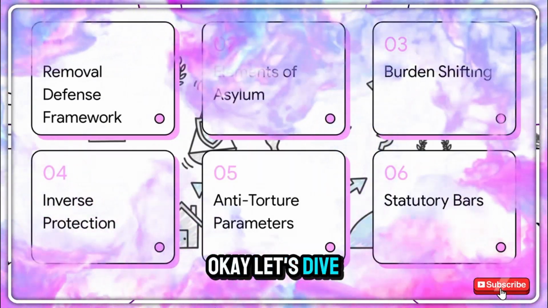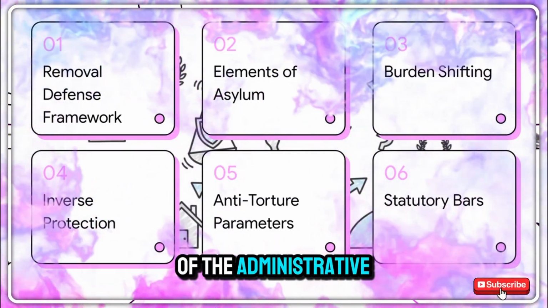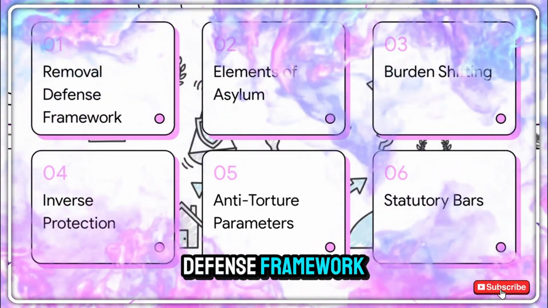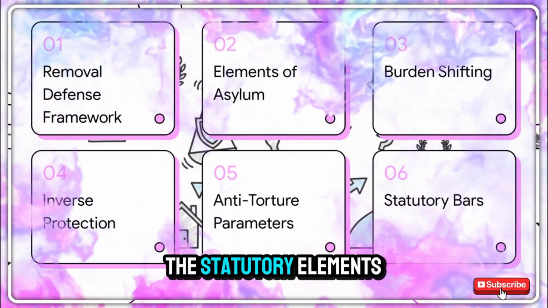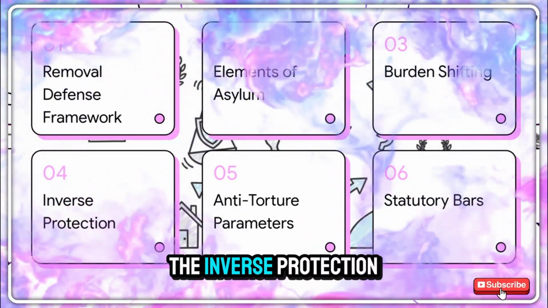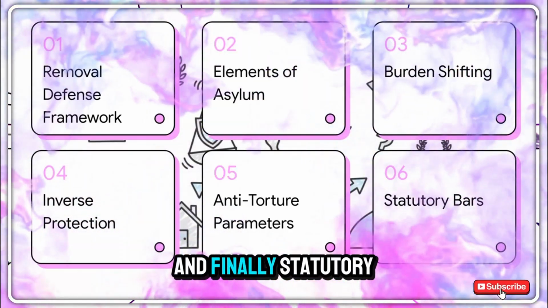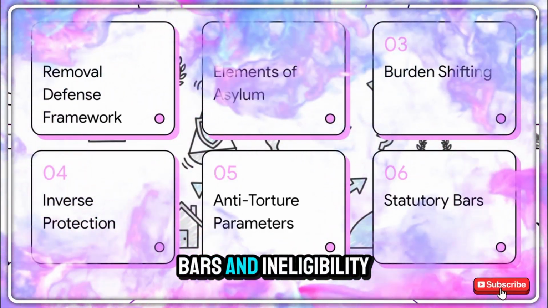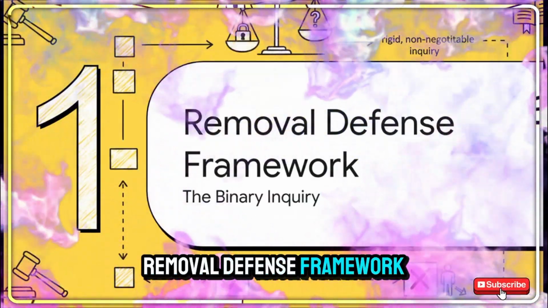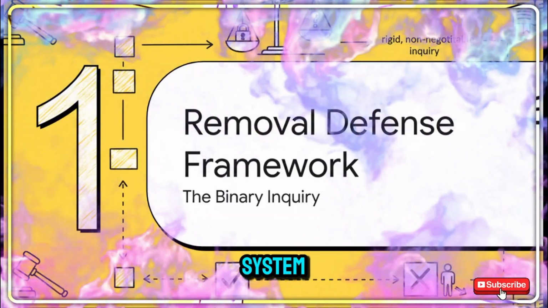Okay, let's dive into this blueprint mapping the categorical structure of the administrative proceedings today. We'll start with the removal defense framework, then move into the statutory elements of asylum, burden shifting and presumptions, the inverse protection paradox, anti-torture protection parameters, and finally, statutory bars and ineligibility. Section 1, the removal defense framework, focusing on the binary inquiry of the administrative system.